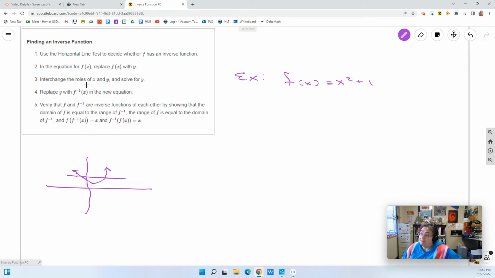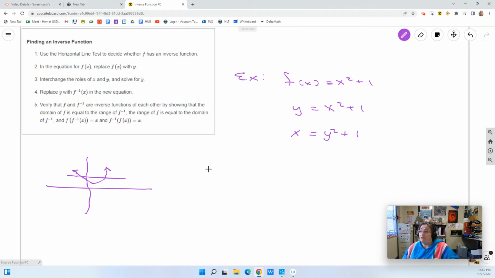And so the first step is we're going to take our f of x and we're going to replace it with y. We're going to go y equals x squared plus 1. And then what it says is we're going to interchange the roles of x and y and solve for y. All that means is where there is a y, I'm going to write x, and where there is an x, I'm going to write y, right?